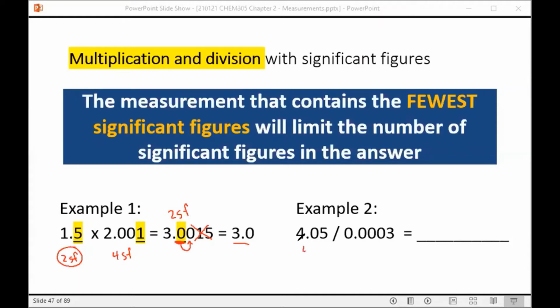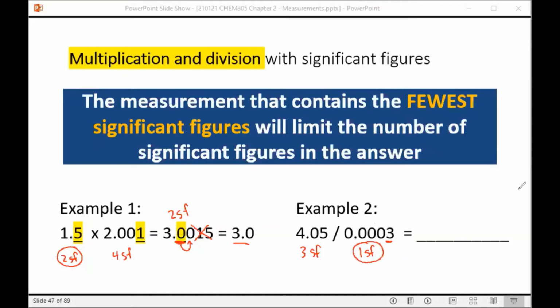0.0003. So we have 3 sig figs in 4.05. And in 0.0003, how many sig figs do we have in this one? Do these zeros count? They're not going to count because they're leading zeros. They're to the left of a non-zero digit. So they're just placeholders, but they're not significant. So we only have 1 sig fig in that part of the mathematical operation. So our final answer is going to be limited to 1 sig fig.